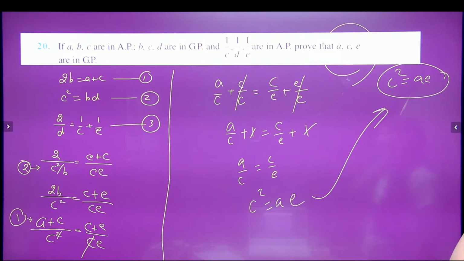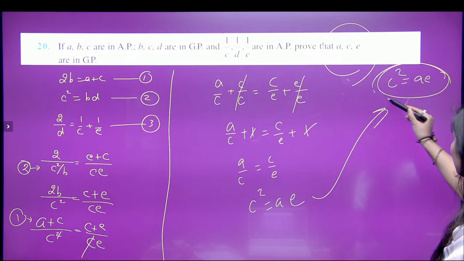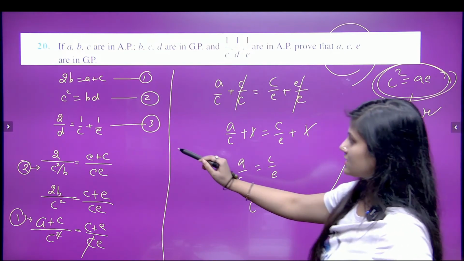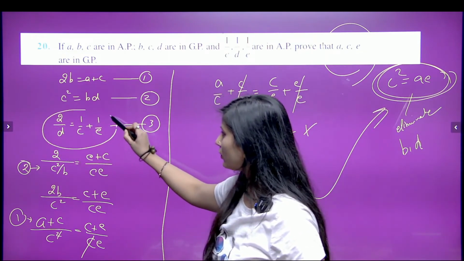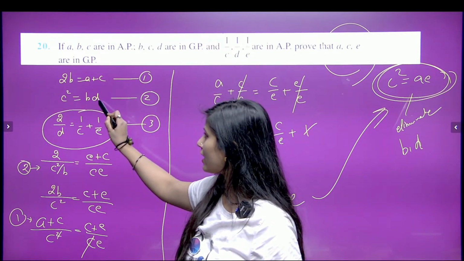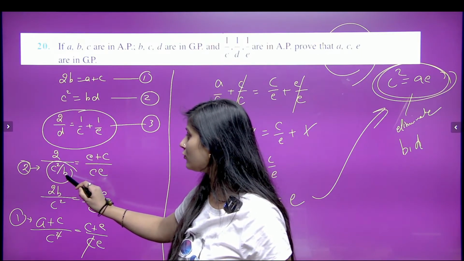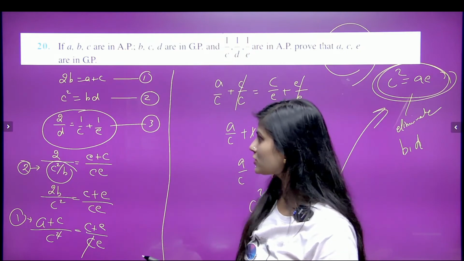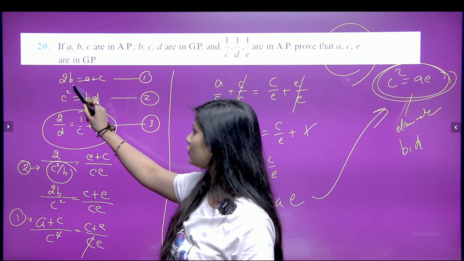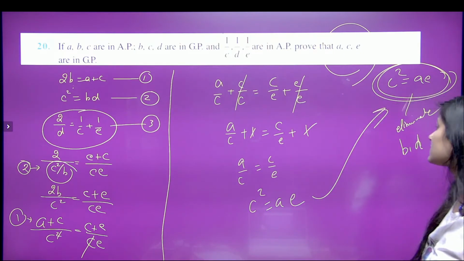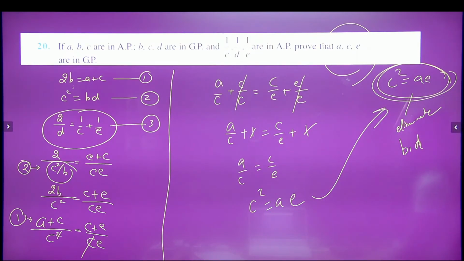So what we have to do here, we have to prove C square equal to AE. So we have to eliminate B and D. In this equation we don't need D, so I have placed the value of D as C square by B. But again, I don't need the variable B. So what I have done, I have taken the value of B from here and placed it. So the equation comes in A, C and E.